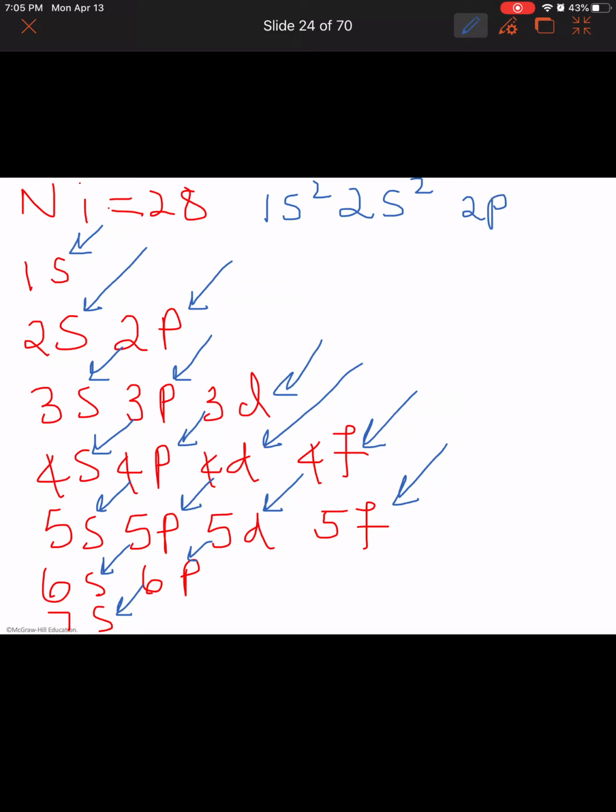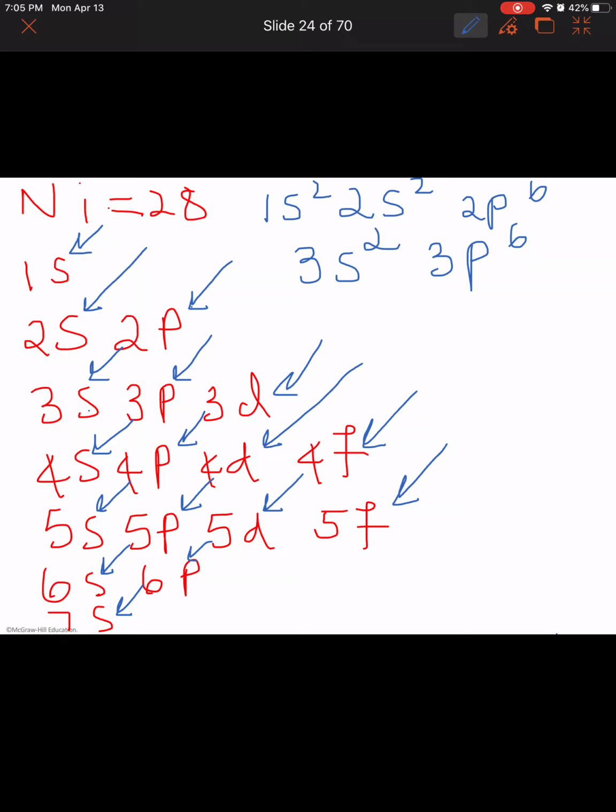2p. How many can p hold maximum? 6. So you put 2p6. So after 2p6 comes 3s. So there would be 3s. S can hold up to 2. So you write 3s2. What comes after 3s2? It is the 3p. You see, after 3s comes 3p. 3p. P can hold up to 6.